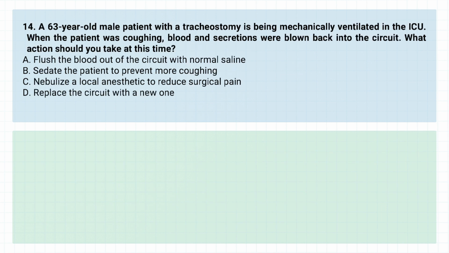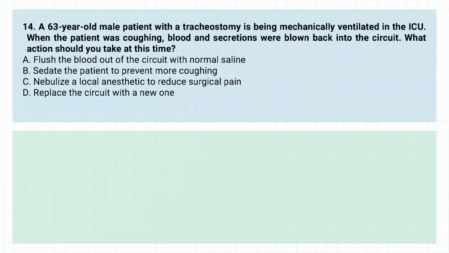Number 14. A 63-year-old male patient with a tracheostomy is being mechanically ventilated in the ICU. When the patient was coughing, blood and secretions were blown back into the circuit. What action should you take at this time?